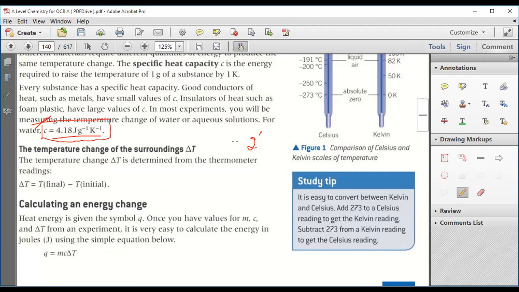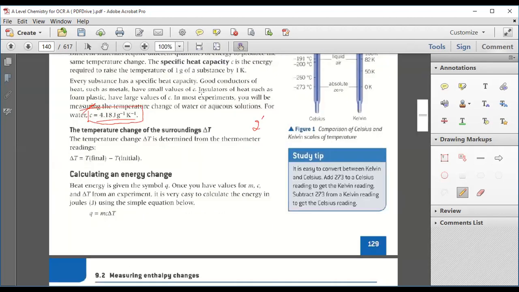So specific heat tells us about the energy required to raise the temperature of 1 gram of substance by 1 Kelvin. Clear? Okay. Now the next part is temperature change. The temperature change is represented by delta T. It is determined from the thermometer reading, that is initial minus final reading, and that is known as temperature change.